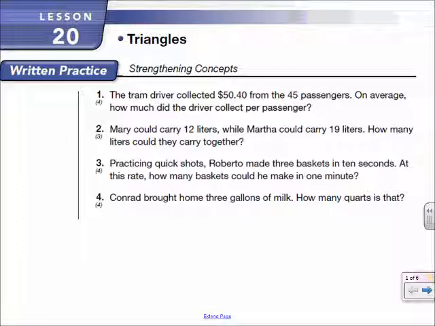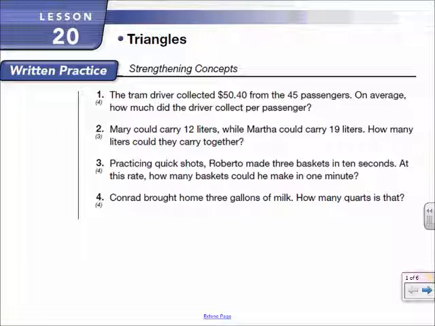Also, all of the angles in a triangle add up to 180. So when you add up the degrees of each angle, it totals 180. And then the last part is that the area of a triangle is 1/2 times the base times the height.